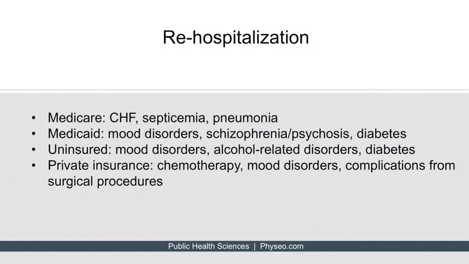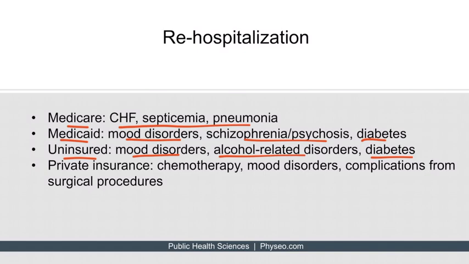For the older patients on Medicare, congestive heart failure or CHF, sepsis, and pneumonia are the 3 most common causes of readmission. Patients on Medicaid and uninsured patients constitute a similar demographic, so it makes sense that the causes of their readmission are similar. As you can see, both mood disorders as well as diabetes are pretty common for these individuals. The only big difference is that uninsured patients also have alcohol-related disorders on the list, while Medicaid patients have schizophrenia and psychosis on the list.